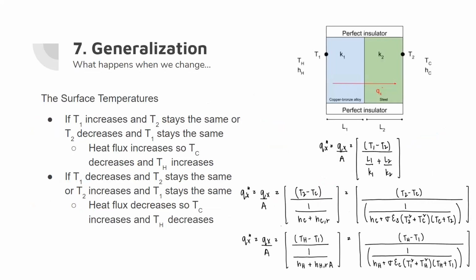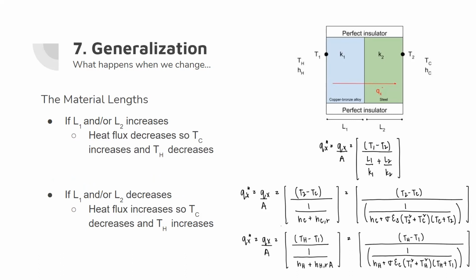And then moving on to if we were to alter the surface temperatures, T1 and T2: if T1 increases and T2 stays the same, or if T2 decreases while T1 stays the same, heat flux will increase, so the calculated cold air temperature will decrease and the hot air temperature will increase. If T1 decreases and T2 stays the same, or T2 increases and T1 stays the same, heat flux will decrease, so the cold air temperature increases while the hot air temperature decreases.